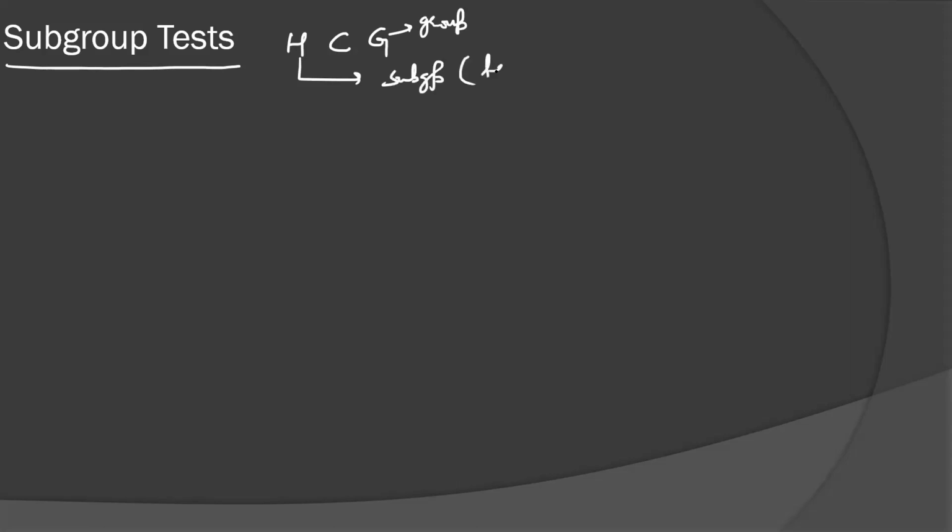Let's see what the subgroup tests are. How can we test whether a given subset H of a group G is a subgroup or not? For that we have some tests. First is the two-step subgroup test. In two-step we can check. What is the statement of this two-step test?